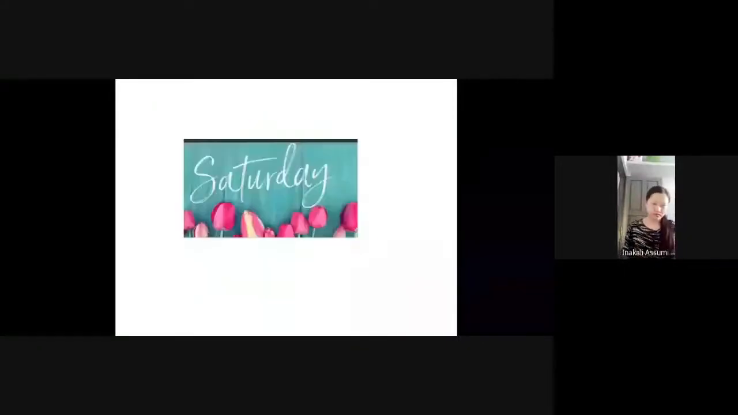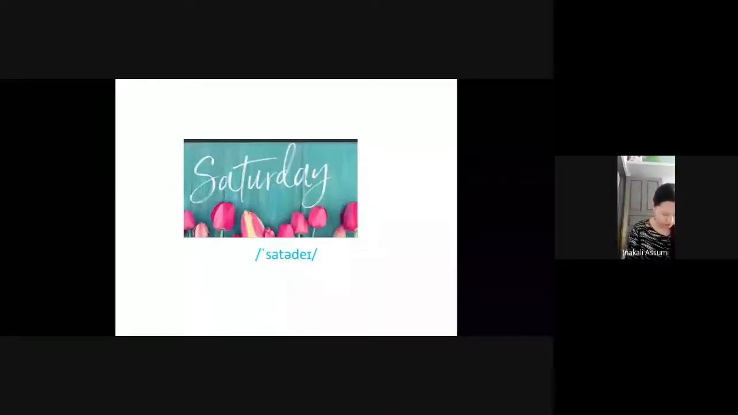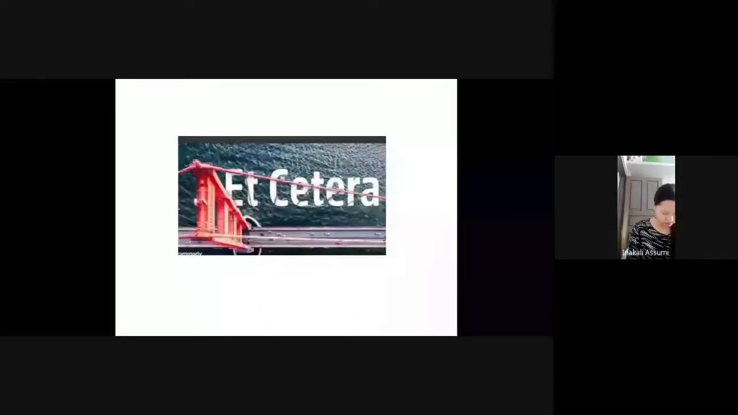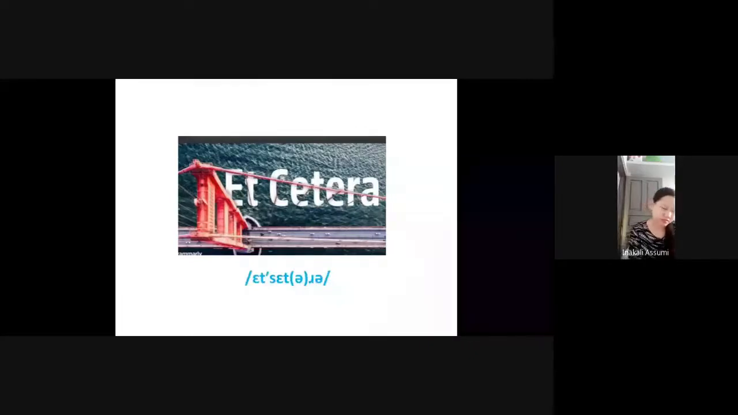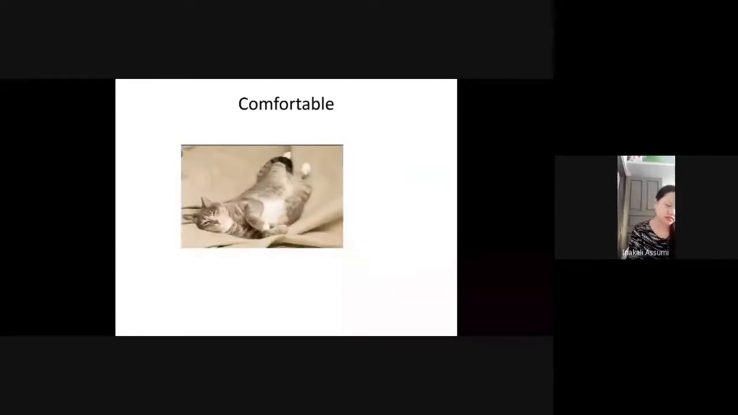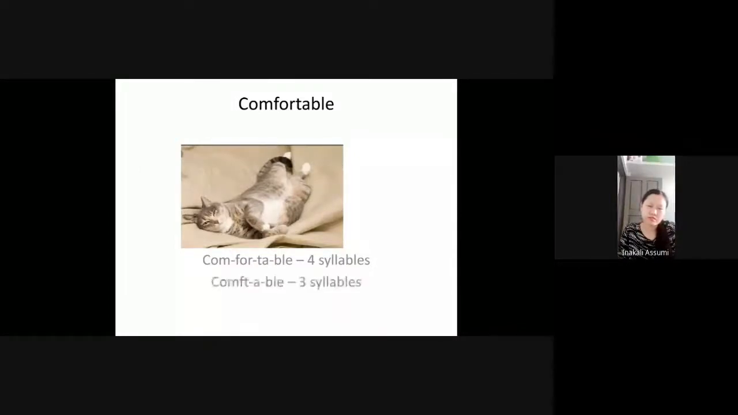And next is Saturday. We say Saturday, focusing on all the spellings, but it's Saturday. This is one common mistake which teachers usually make. We say etc., but it's etc. So here, the next word, according to the spelling, would come out to 4 syllables, like comfortable, but it should be pronounced as comfortable.